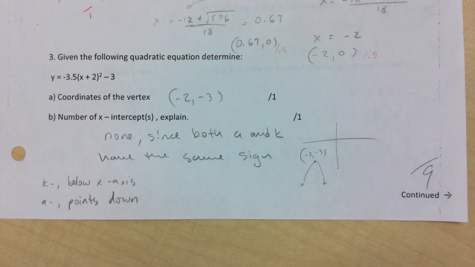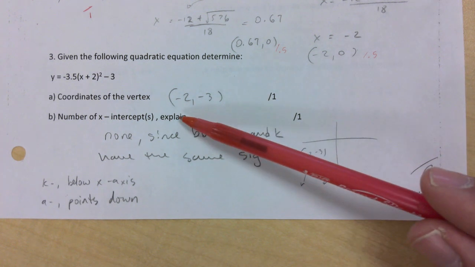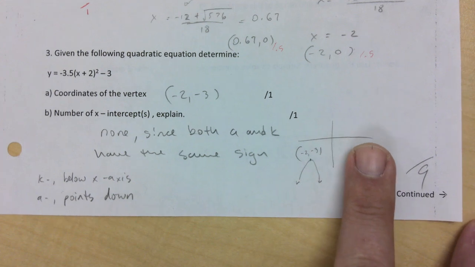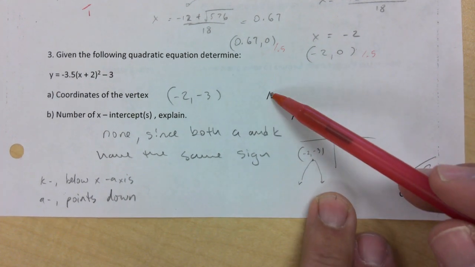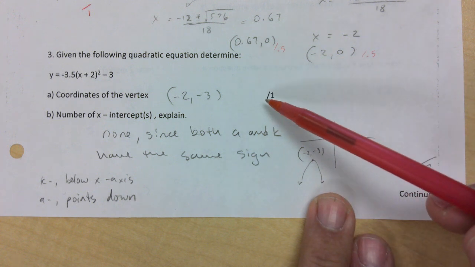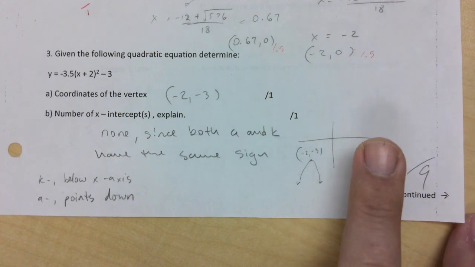Because if you just tell me what you see on your calculator, because it never crosses the x-axis, it's like, how do you know that other than using your calculator? So an explain question is looking for that, not stating the obvious. Okay, so you get 1 mark for the vertex, 1 mark for the explain. The vertex you get whether you use your calculator or not, I wouldn't know.